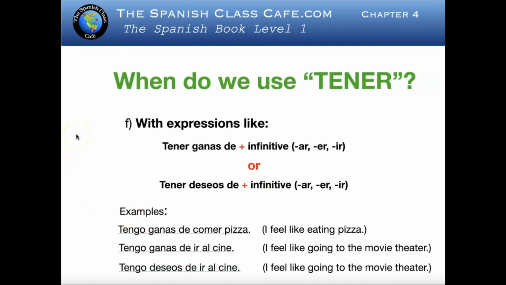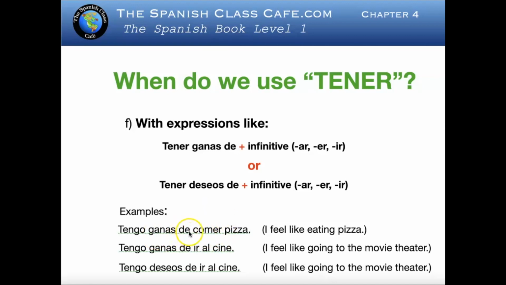And we have expressions that are important to learn. And it's tener ganas de plus an infinitive again. Any verb, AR, ER, or IR. Now, tengo ganas de or tengo deseos de is the same. The closest translation will be I feel like, plus the infinitive in Spanish, but an ing in English. Here it would be I feel like to eat, but you don't say it like that. You say I feel like eating. In Spanish we say tengo ganas de comer, and comer is an infinitive.